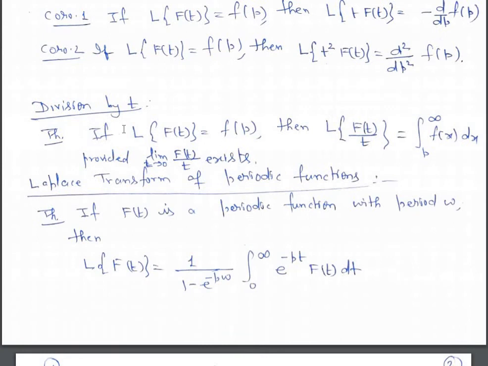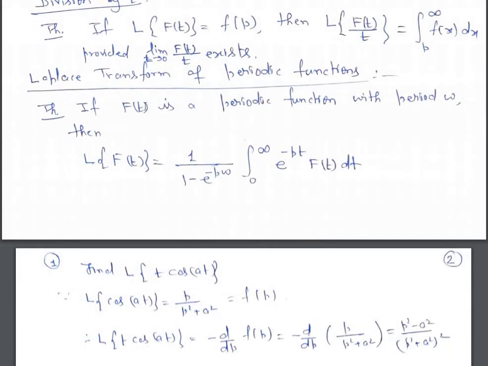Next one is regarding division by t. If L of f(t) is equal to F(p), then the Laplace transform of f(t) upon t is given by the integral from p to infinity of F(x) dx, provided the limit as t tends to 0 of f(t) upon t exists. If this limit exists, then we can make use of this formula.